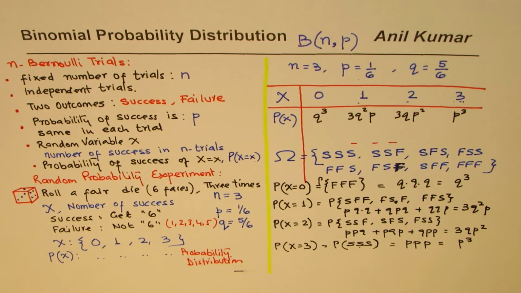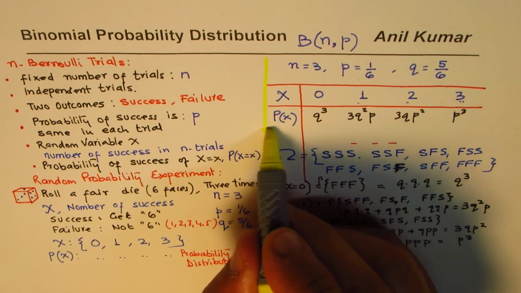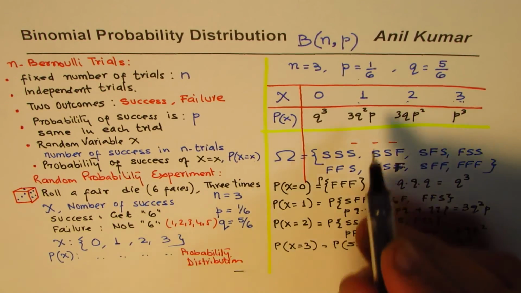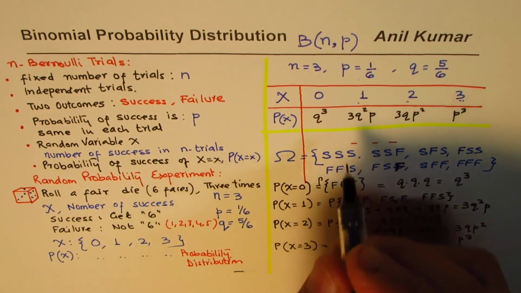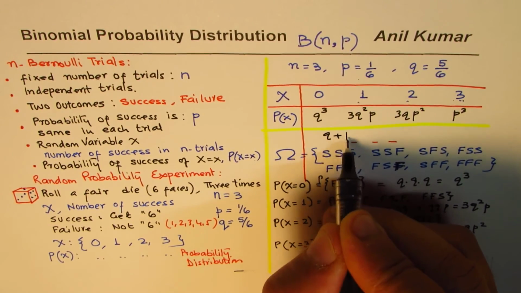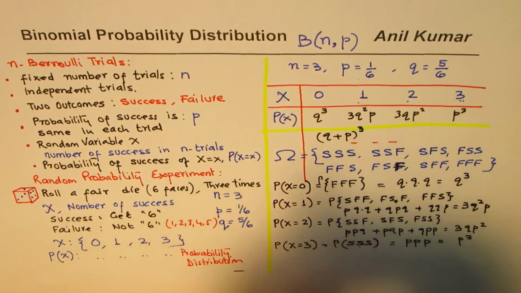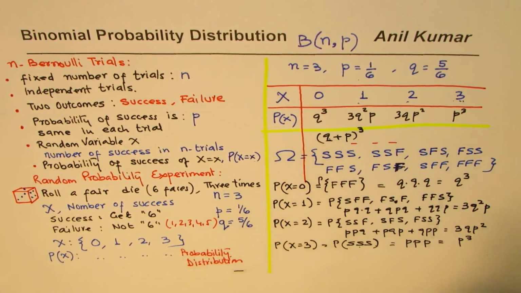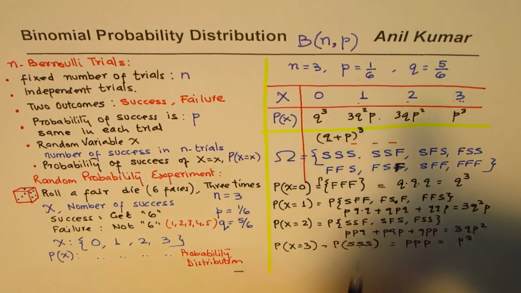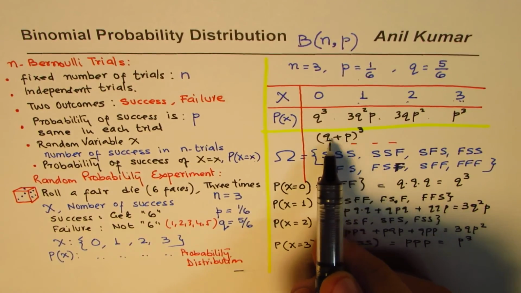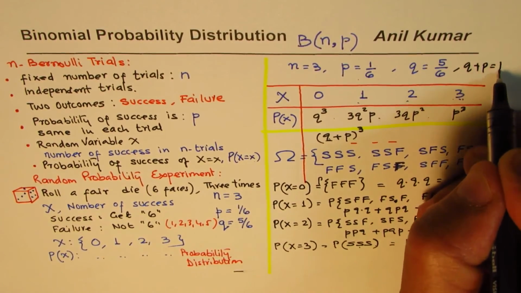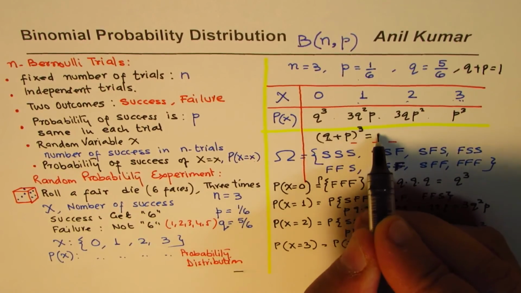Does it remind you of something? q cube, 3q square p, 3q p square, and p cube. Now, it does remind us of something. How about the expansion of (q plus p) whole cube? That is a binomial term, q plus p, and if you cube it, you get this plus this plus this. Also, q plus p is how much? We know q plus p equals 1. So 1 cube is also 1.